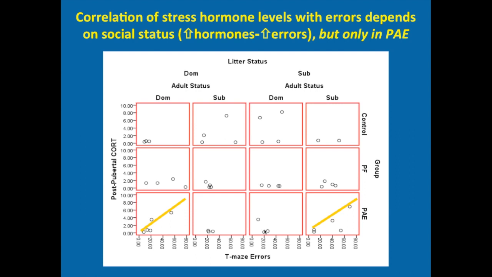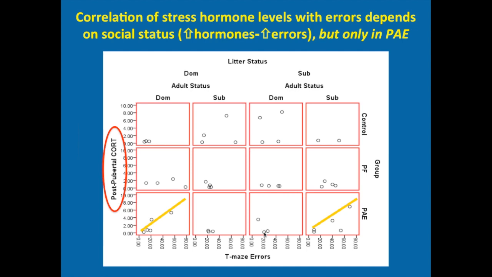it. We then looked at whether we can correlate our stress hormone levels with errors that they make. How do their stress hormone levels relate to their cognitive performance on these complicated tasks? And this is an example of the T-maze. And we found that the stress hormone levels correlate with social status. Stress hormone levels depend on social status for the alcohol exposed, but not for the control animals. And that is, the higher the stress hormone levels, the more errors they make.